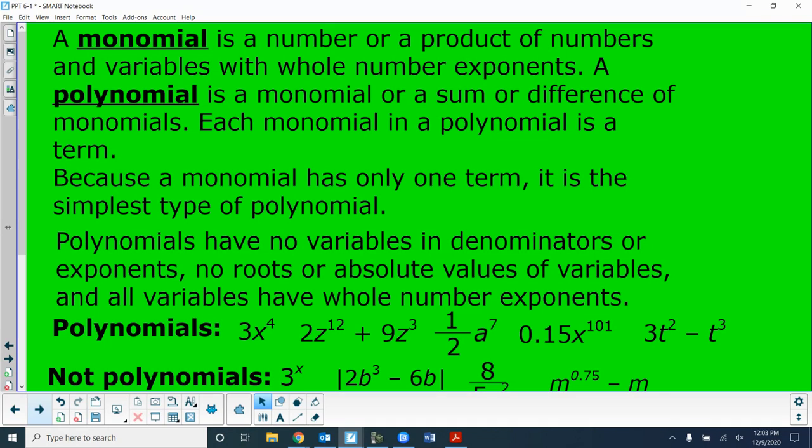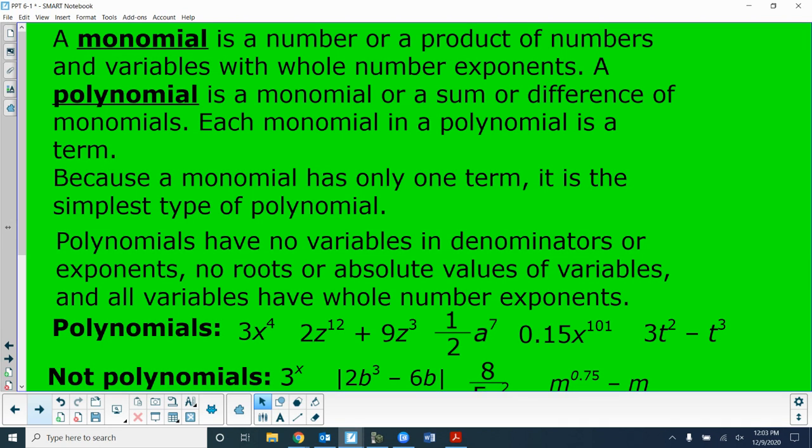A polynomial is a monomial, one term, or a sum or difference of monomials. You could have 2 or 3 or 8. Each monomial in a polynomial is called a term. A monomial has only one term. It's the simplest type of polynomial, so a monomial is a type of polynomial. A binomial has how many terms? 2. And a trinomial has 3. You already knew that, right?